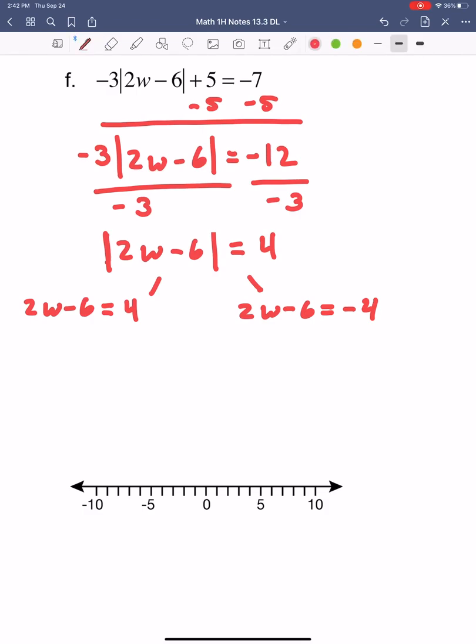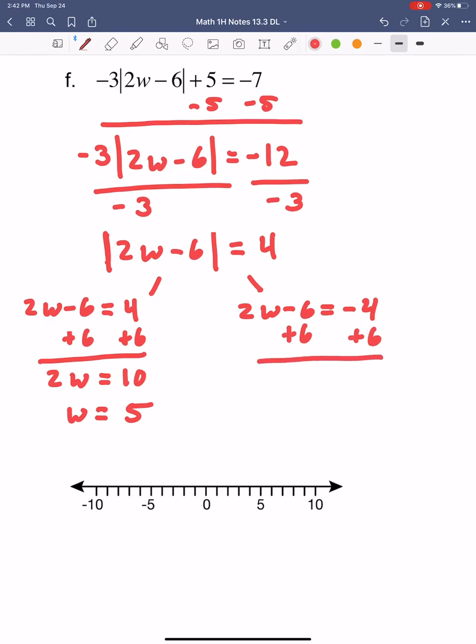And then from here, we'll go ahead and add 6. I'm going to get 2w equals 10. Divide by 2, and I get w equals 5. And on the other side, add 6. I get 2w equals 2. Divide by 2, and I get w equals 1. So I've got my two answers there at positive 1 and positive 5. Put them on the graph, and we're good to go.